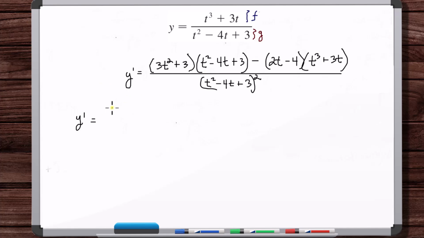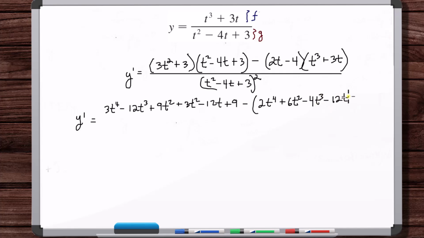All right, so let's distribute this. We've got 3t to the fourth minus 12t cubed plus 9t squared plus 3t squared minus 12t plus 9 minus, now let's distribute this, so 2t to the fourth plus 6t squared minus 4t cubed minus 12t, all over t squared minus 4t plus 3 squared.